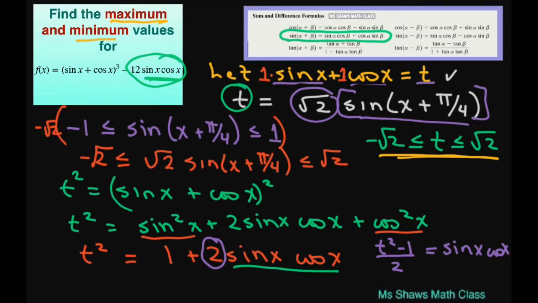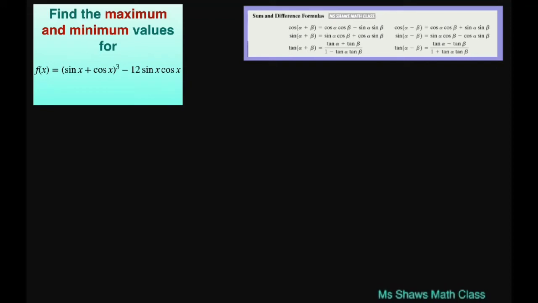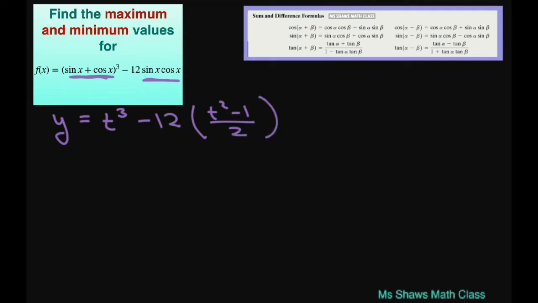So now I'm going to rewrite my f of x as y equals, this was your t, so you're going to write t cubed minus 12. And now we had our sine x cosine of x. That is going to be t squared minus 1 divided by 2. All right, now we can continue on and simplify this. 2 goes into 12 6 times. So this is going to give you t cubed minus 6t squared plus 6. Because you have 2 negatives there.